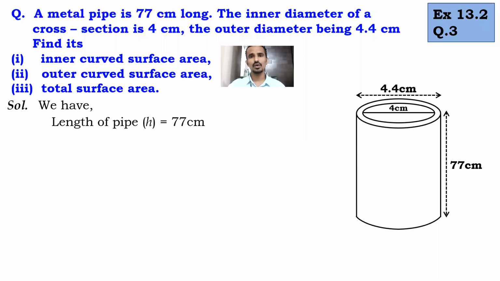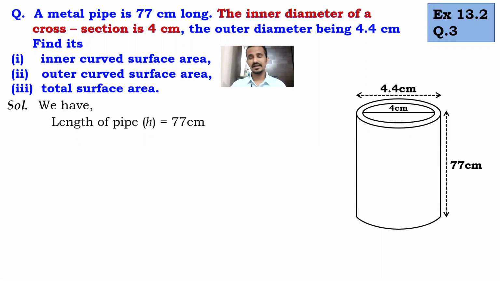Now, since the pipe is hollow, it has two types of radii. दो तरह का radius है इसका. When we see the cross section, you must have heard this word horizontal cross section. So we have a horizontal cross section here. We can see in the figure the diameter of the inner section is 4 centimeter.